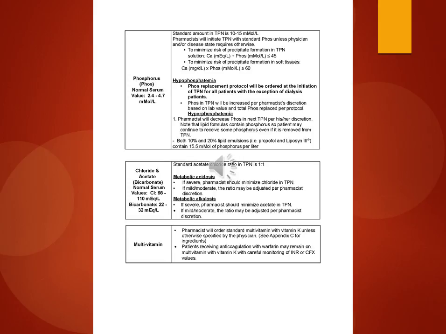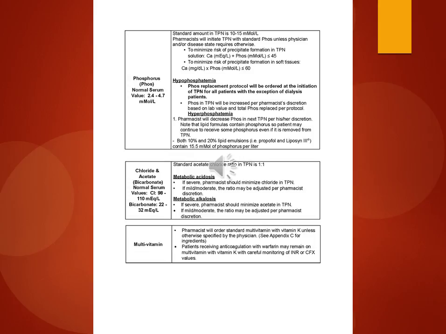To minimize risk of precipitate formation in TPN solution, Ca mg per liter plus PO4 mmol per liter should be under 45. To minimize risk of precipitate formation in soft tissues, Ca mg/dL times PO4 mmol per liter should be under 60. Hypophosphatemia: PO4 replacement protocol will be ordered at the initiation of TPN for all patients with the exception of dialysis patients.